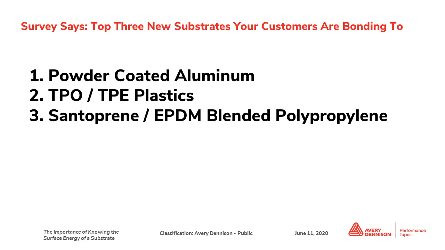Okay, so we also asked what are the top three new substrates that your customers are bonding to. And the results were number one, powder-coated aluminum, number two, TPO, TPE plastics, number three, Santoprene and EPDM blended polypropylene. The reason we ask this question is we are wanting to always be on the forefront of the new materials our customers are bonding or laminating to.